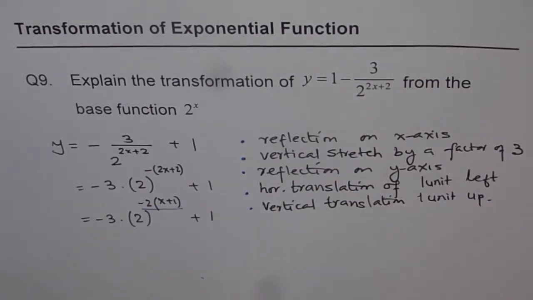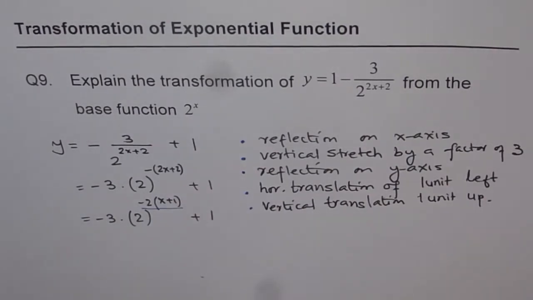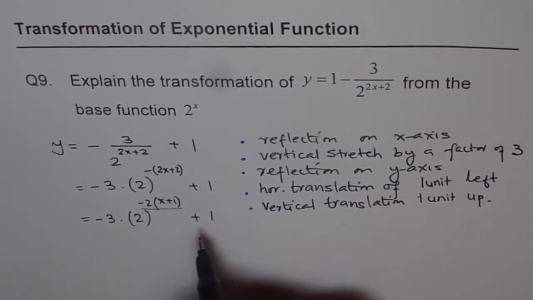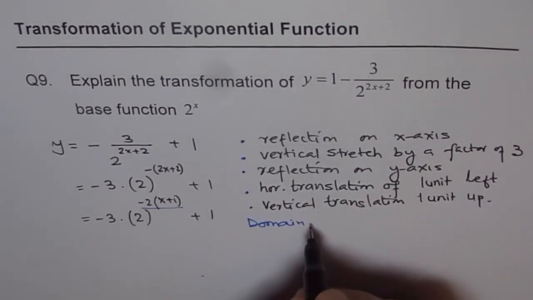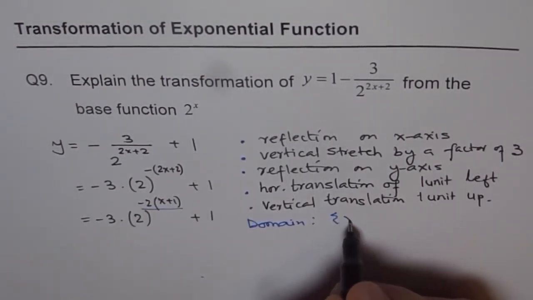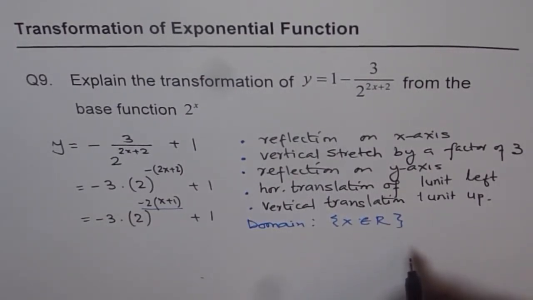So that is the transformation of the function if we compare it with the base function 2 to the power of x, right? Now as an exercise, what you can do is write its domain and range also, right? So let's list the domain and range for the function. As far as the domain is concerned, for an exponential function, domain is always x belongs to real numbers, right? It's a continuous function and there's no restriction on x.